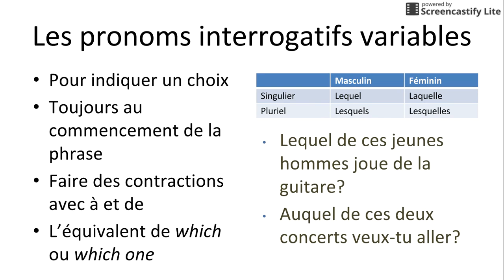So the example questions, which one of these young men plays the guitar? To which of these 2 concerts are you going? So the lequel and the auquel are replacing the noun. They're replacing the idea of quel plus the noun.